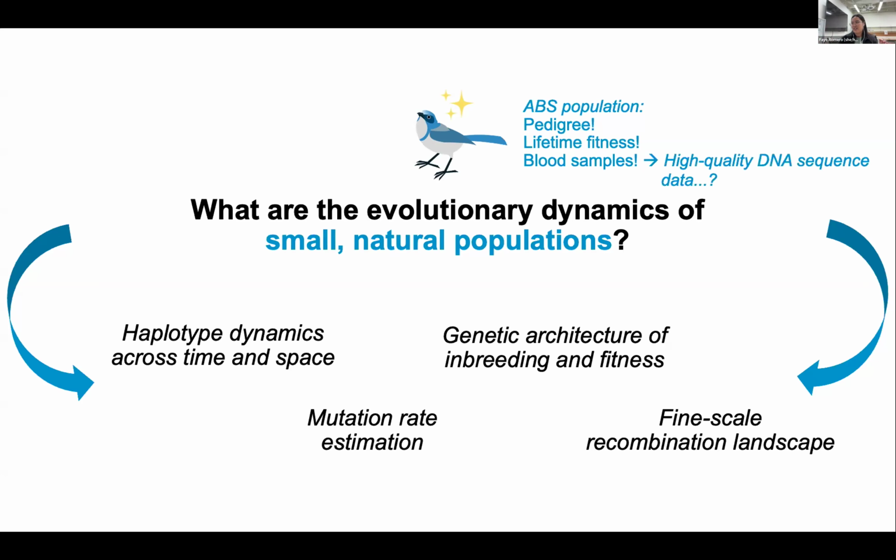And particularly, this data is very rich for the Archbold Biological Station population. And I want to highlight here blood samples. Because we're an evolutionary genetics group, we're interested in these blood samples. So how do we actually get from blood samples to high quality DNA data? We need this high quality DNA data to answer these questions that I've posed here, and hopefully questions beyond that.